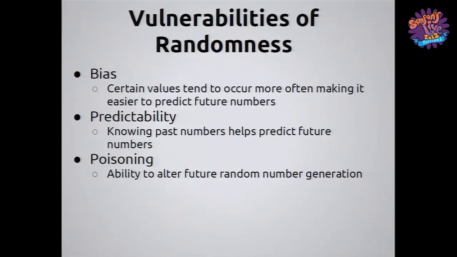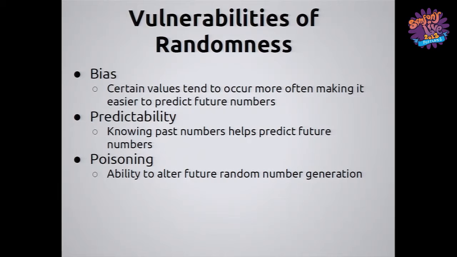Well, we need to talk about 3 types of vulnerabilities that random numbers suffer from. The first one, and the easiest to understand, I think, is bias. Let's imagine we have a random number generator, a function, and we call that function 100 times. It returns numbers between, let's say, 1 and 10. We would expect every number from 1 to 10 to appear roughly 10 times.